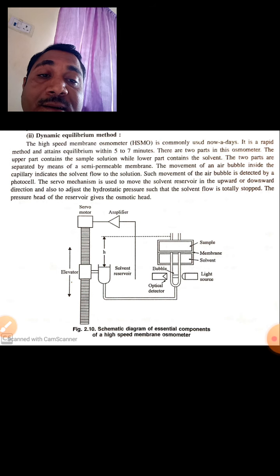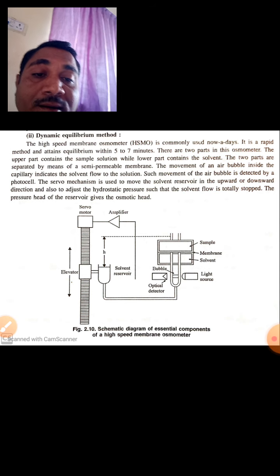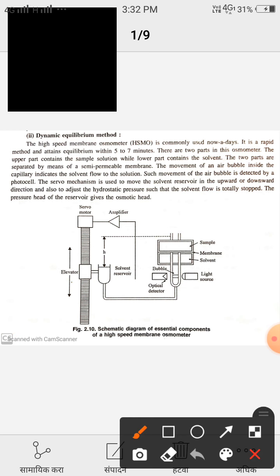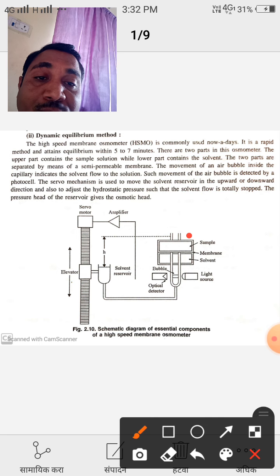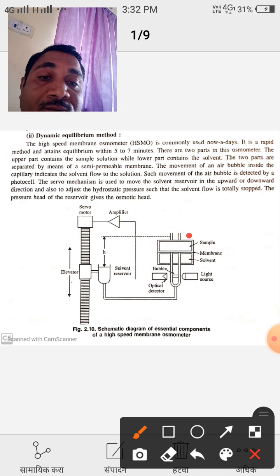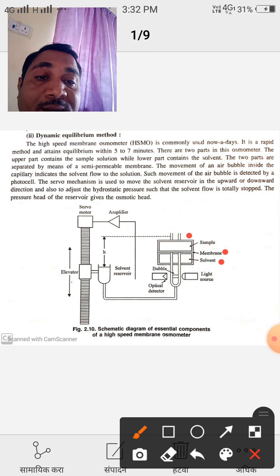It is a rapid method and attains equilibrium within 5 to 7 minutes. There are two parts in this osmometer. The upper part contains the sample solution, while the lower part contains the solvent. The two parts are separated by means of a semi-permeable membrane.